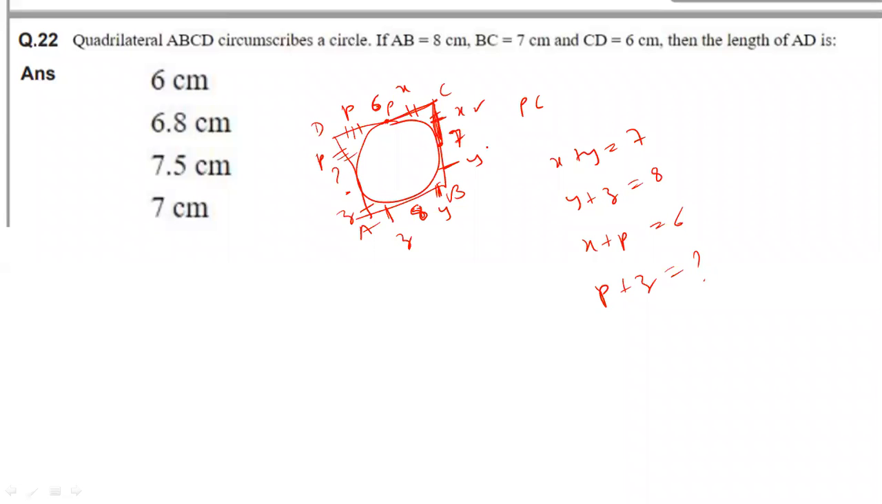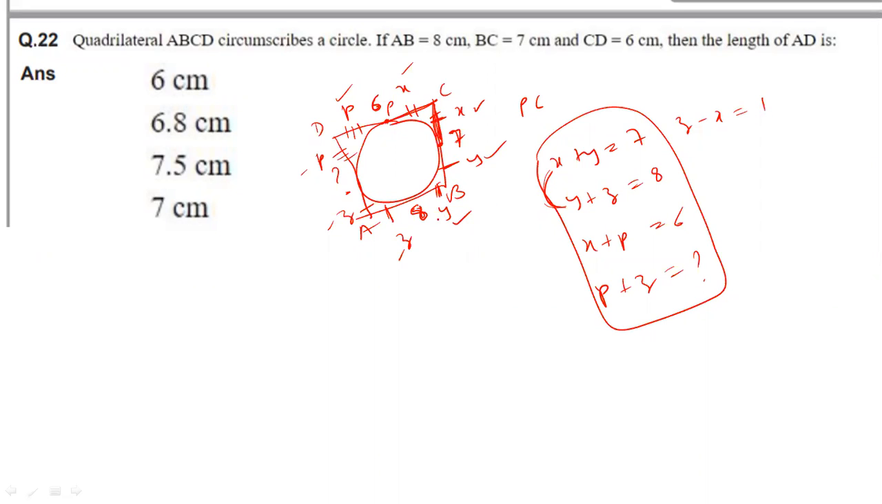X plus Y is equal to 7, Y plus Z is equal to 8, P plus X is equal to 6, P plus Z is equal to what? Instead of doing equations, let me verify, because I have time. If you do these equations also, what you can get is Z minus X is equal to 1.